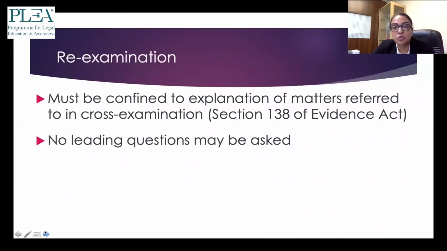And now finally we get to re-examination. So re-examination, as is set out in section 138 of the Evidence Act, must be confined to an explanation of the matters which are referred to in cross-examination. So it is not really open for the party who has led evidence to say anything and everything on re-examination. If there are certain points in cross-examination which you feel need to be explained, then those questions can be put in re-examination. Of course, section 138 also says that with the permission of the court, you can also introduce new matters which were not referred to in your evidence in chief.